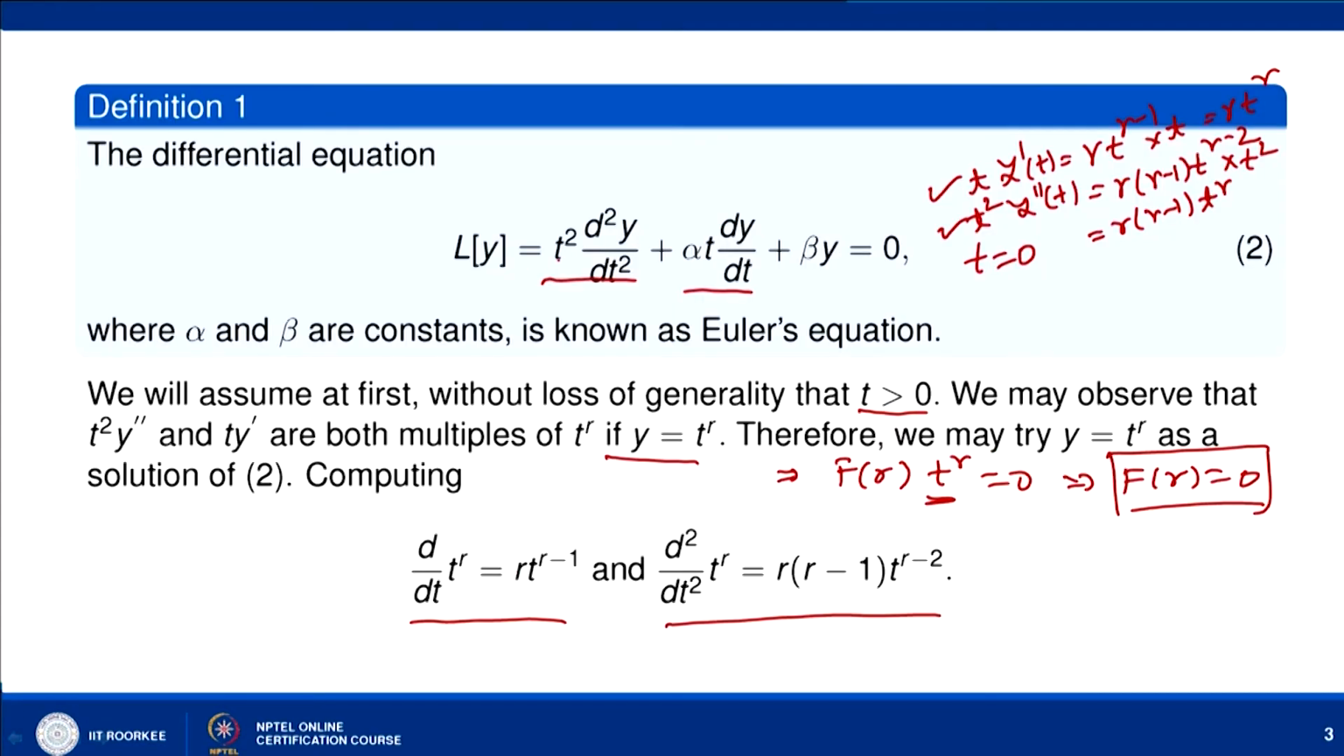Ly is t square d2y by dt square plus alpha t dy by dt plus beta y. So, here we can say that this is an operator whose input is y and output is this quantity t square d2y by dt square plus alpha t dy by dt plus beta y. If you look at it, this is a differential operator given in terms of d by dt. So, here we are differentiating with respect to t.